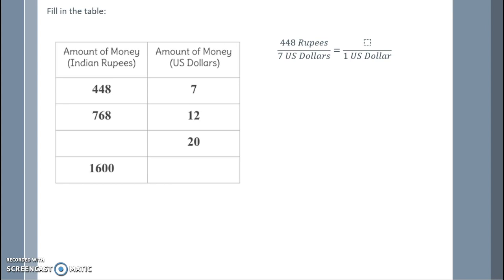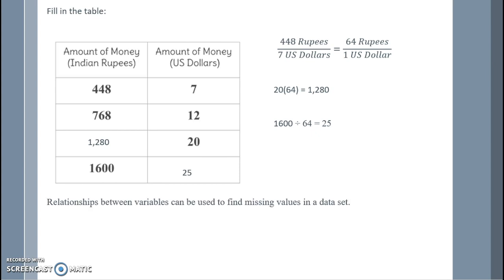I have 448 rupees. How many US dollars is that? Well, what we can do is divide by 7 to get 1 US dollar by itself. Therefore, if we did 448 divided by 7, 64 rupees would equal 1 US dollar. So if I have 20 US dollars, multiply that by 64, we get 1,280 rupees. Similarly, to go backwards, if I have 1,600 rupees and I divide that by 64, we would get 25 US dollars.